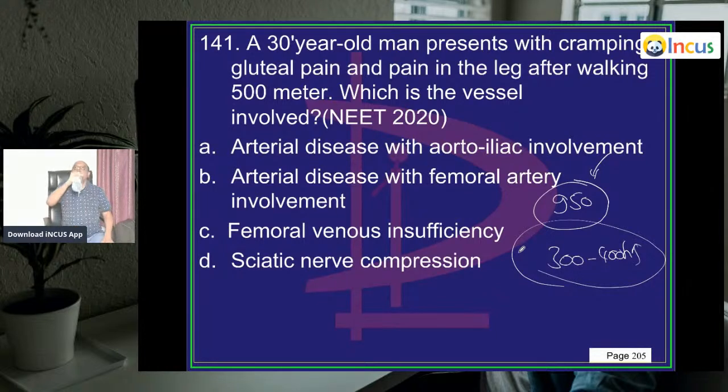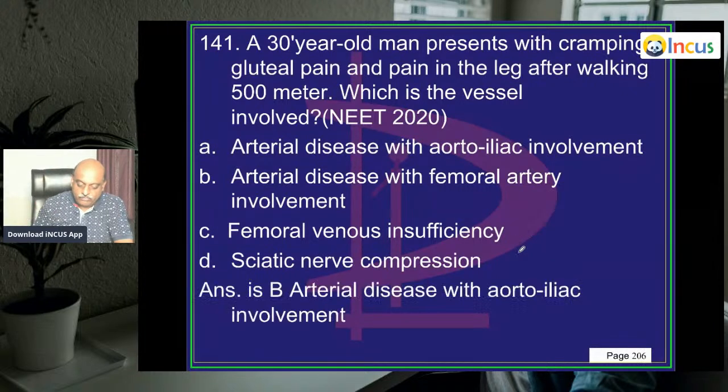It all depends on your style of doing. But my job is every day to sit with you and inspire you. So doctor, a 30-year-old man, cramping gluteal pain, pain in the leg after walking, then which vessel is involved, doctor? Aortoiliac occlusive disease.